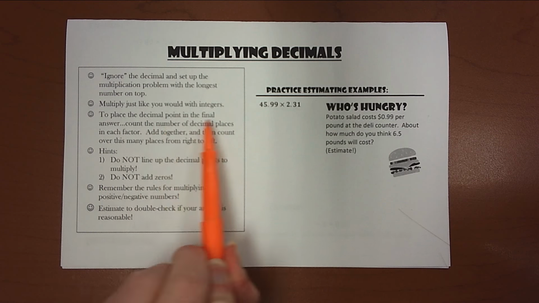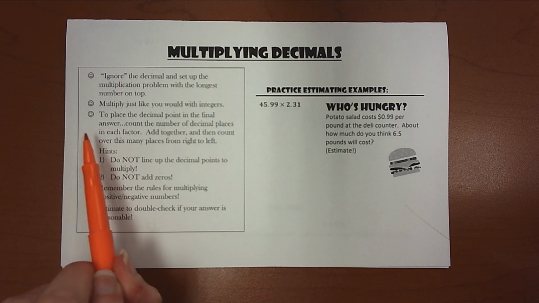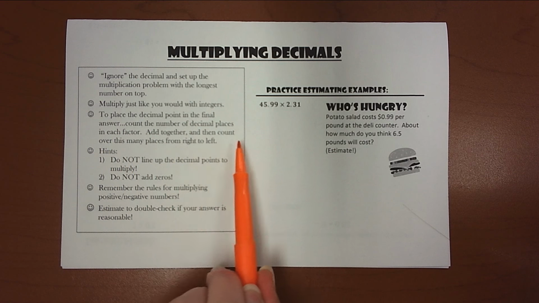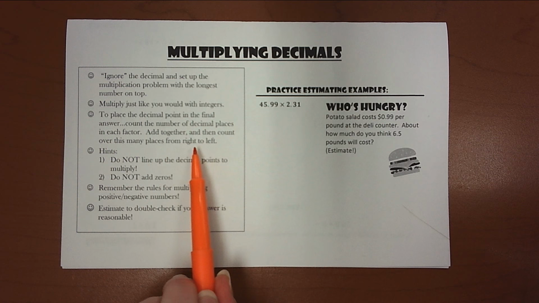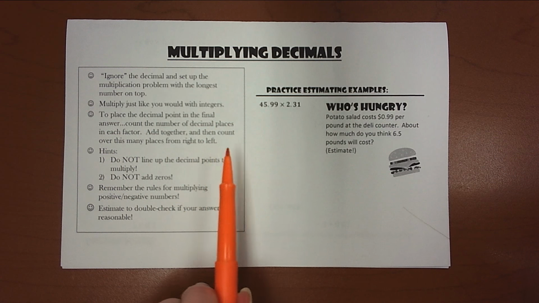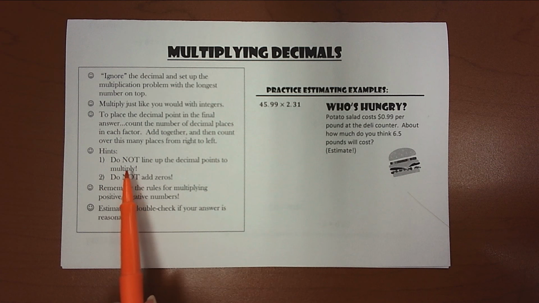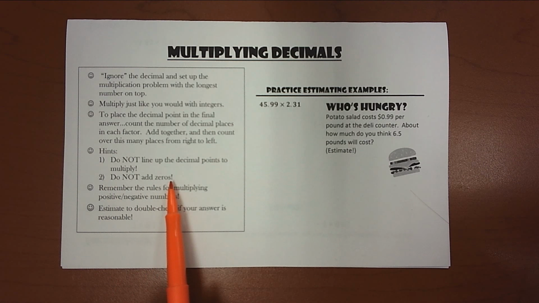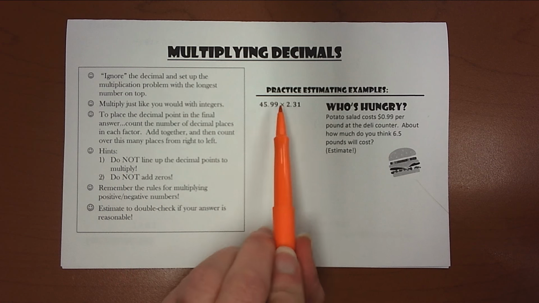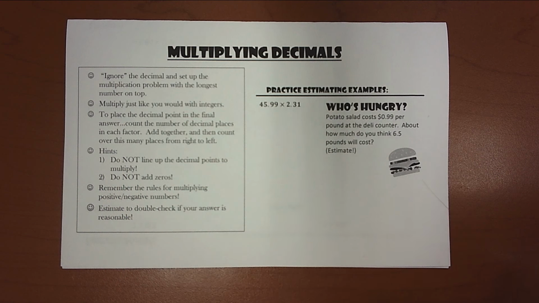To place the decimal point in the final answer, count the number of decimal places in each factor, add together, and then count over this many places from right to left. So starting from right, moving to the left. Hints: do not line up the decimal points to multiply. Do not add zeros. What they mean by that is don't add zeros to the factors that you're given to line up decimals. You don't want to do that. It just adds extra work for you.